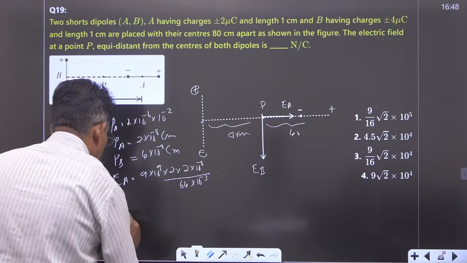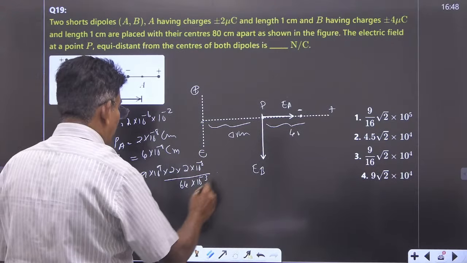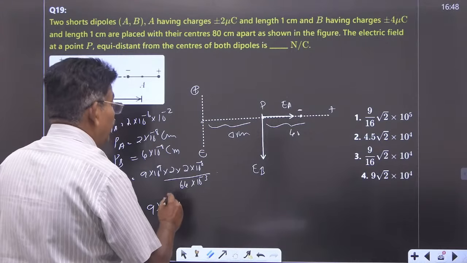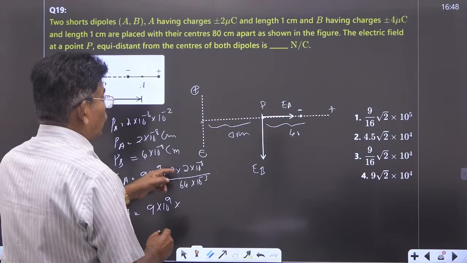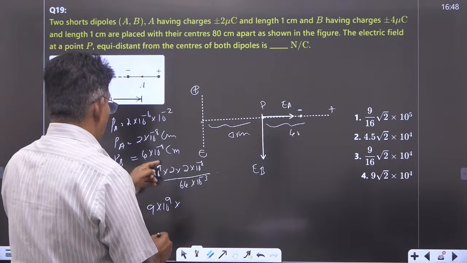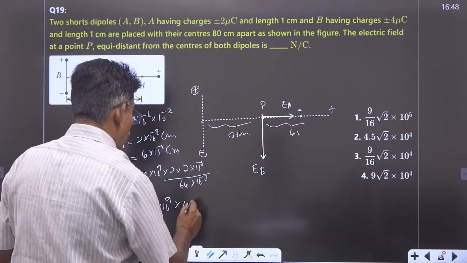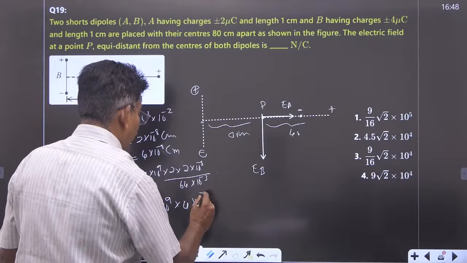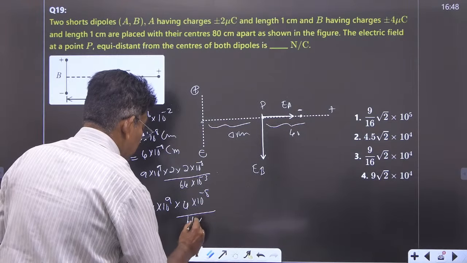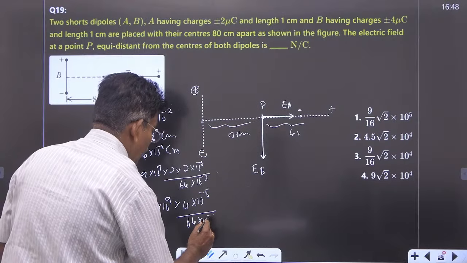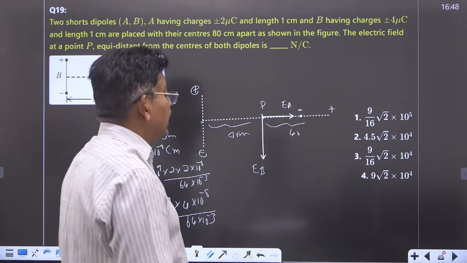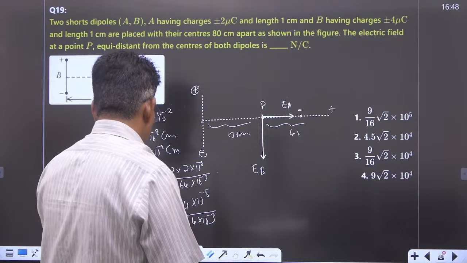EB will be on the equatorial line. There the field is 9 into 10 to the power of 9 into P by r cube only. This is 2P by r cube, and this is P by r cube. But P's value is double. Therefore, this is also 4 into 10 to the power of minus 8 divided by the same distance, 64 into 10 to the power of minus 3. Got it? Both fields are equal. EA and EB are equal. Therefore, you have to work it out.